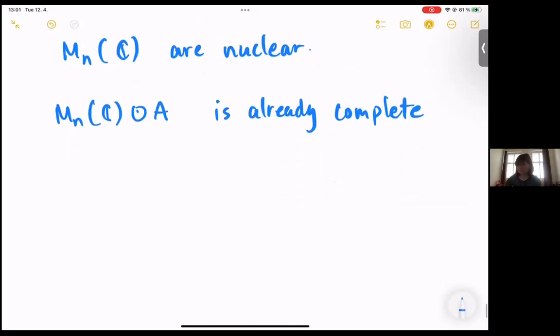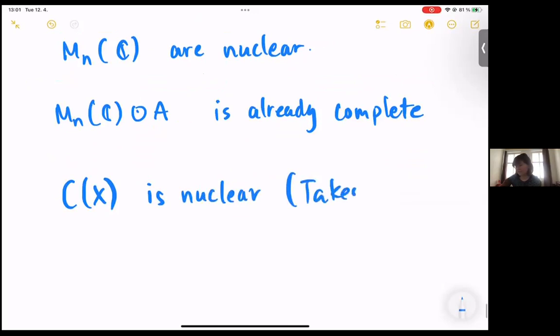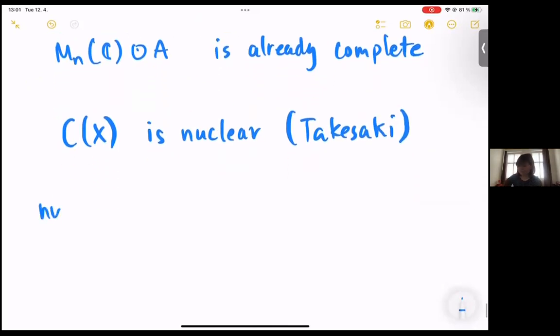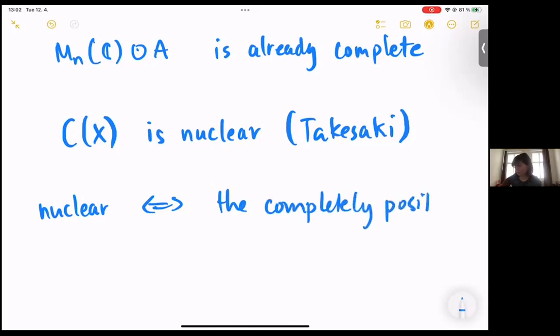More generally, any C of X is nuclear. That's a result of Takasaki, which is not very easy. But it turns out that nuclear is equivalent to something called the completely positive approximation property, which perhaps Tristan will talk about.